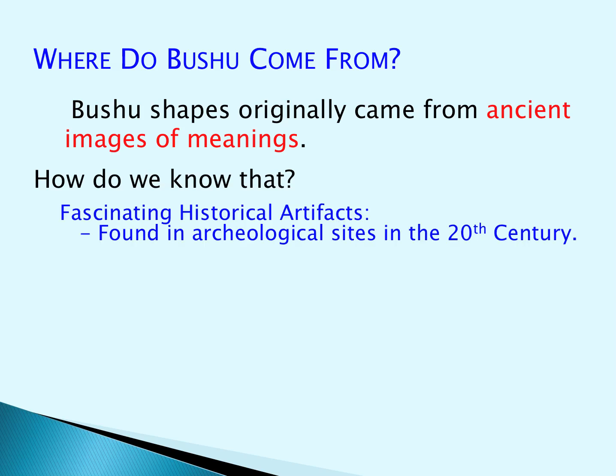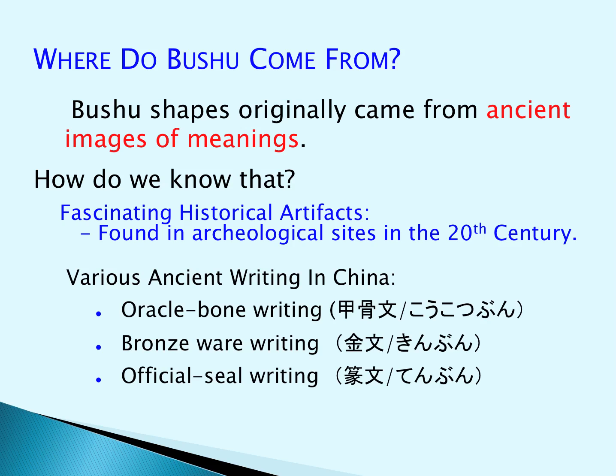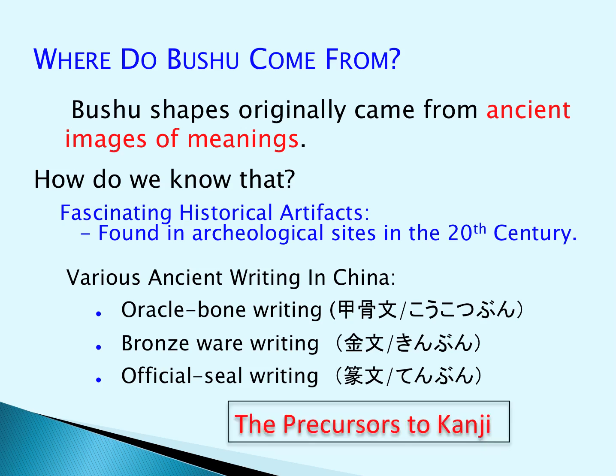It's a fascinating story. Since the beginning of the 20th century, many archaeological excavations in China have unearthed artifacts of ancient times. Among them were artifacts that bore ancient writing on them. Now we know that various types of writing existed in ancient China, such as oracle bone writing, koukotubun, bronzeware writing, kimbun, and official seal writing, tanbun. They became the precursors to modern kanji. Let me show you just one example.